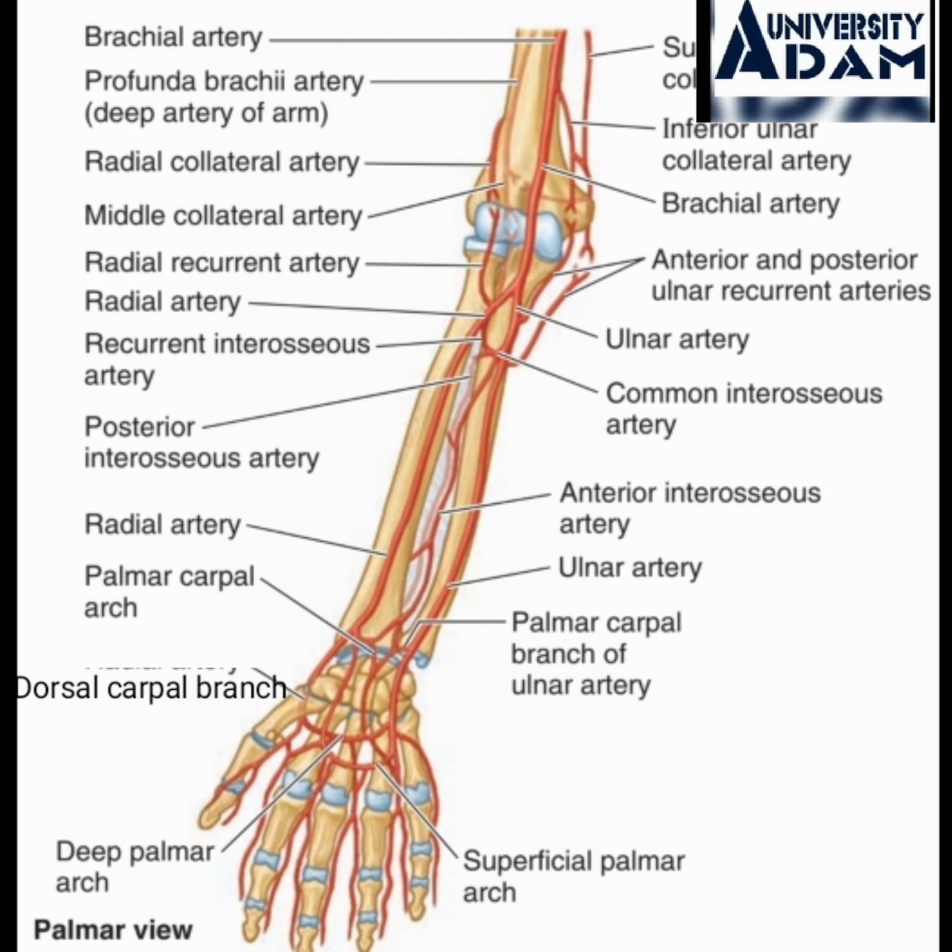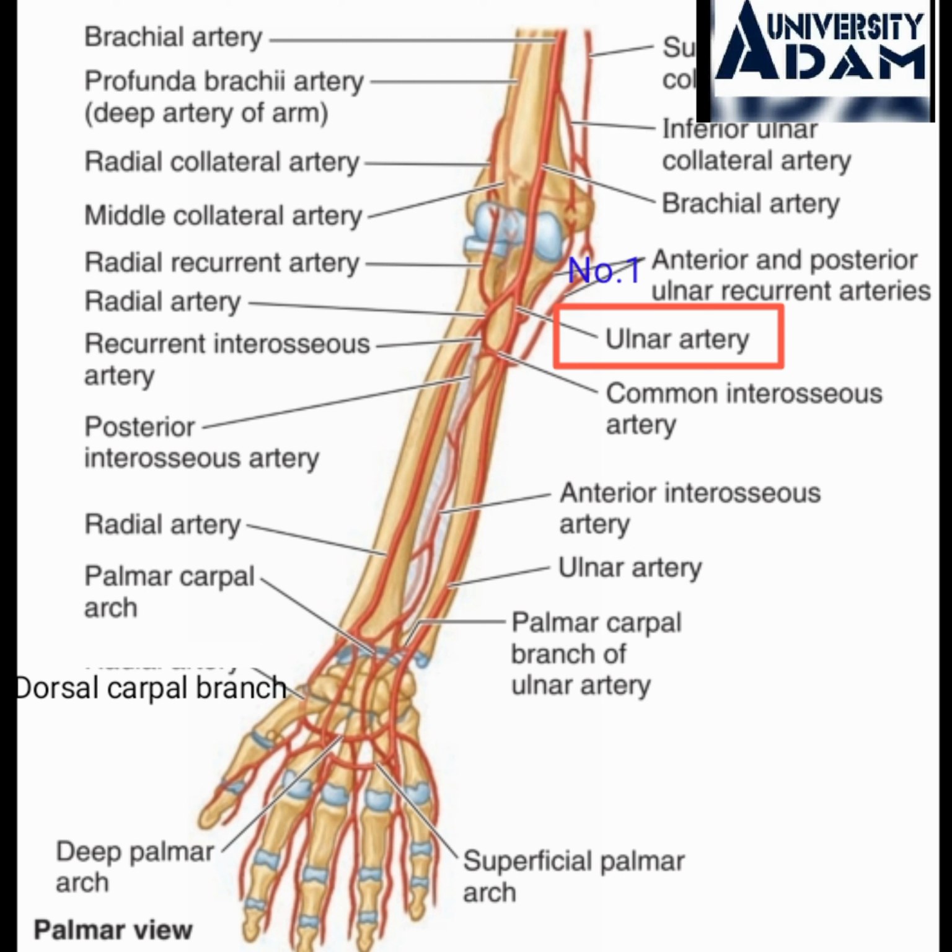Now we will discuss the ulnar artery. The ulnar artery is also the terminal branch of the brachial artery which starts from the cubital fossa and enters into the palm by passing superficial to the flexor retinaculum. Now we will discuss the branches of the ulnar artery. There are a total of 4 branches which arise from the ulnar artery.